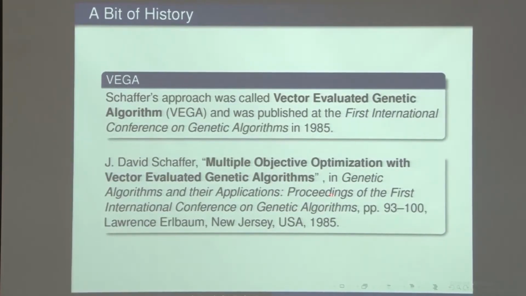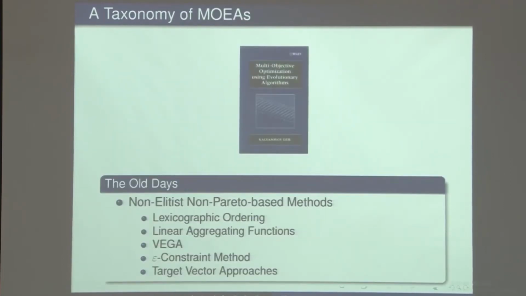This is the paper he published. Very interesting paper, because he cites Pareto's book, but he doesn't use the concept of Pareto optimality. And this I asked David Schaffer once, and he gave me a very evasive answer. He could not really tell me why he didn't use Pareto optimality. So we will see how it works, but first, let's get to the taxonomy of multi-objective evolutionary algorithms.